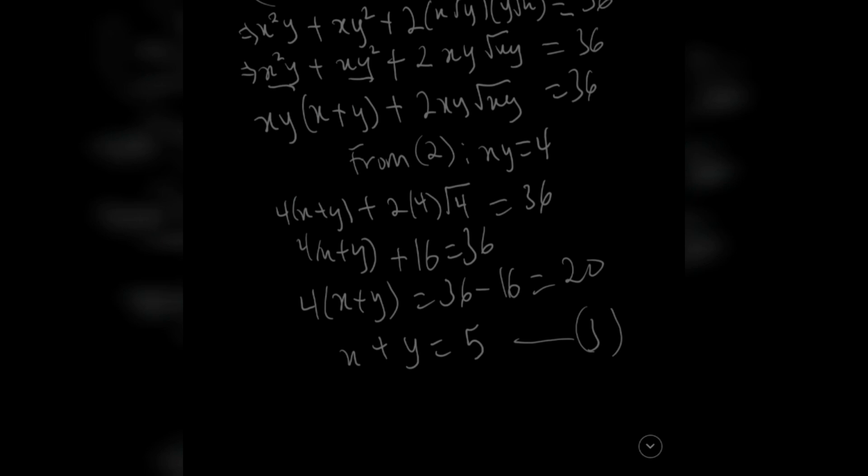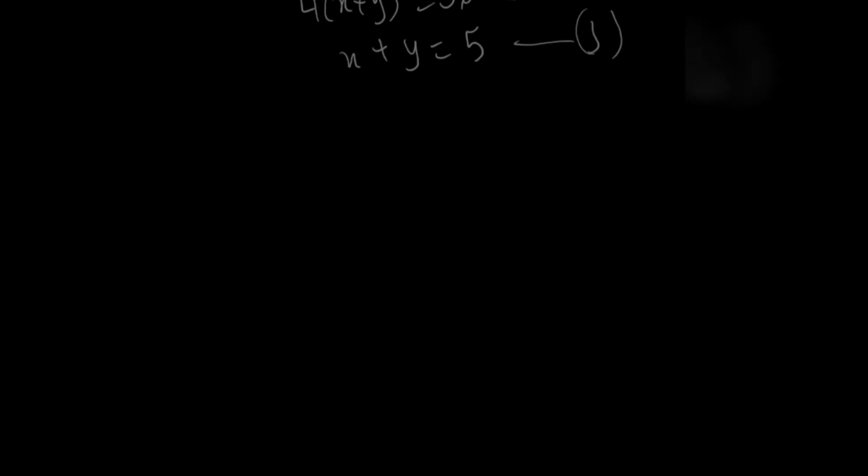Looking at these three equations, we can solve any two of them simultaneously for x and y. But because we want it to be less simplified, we will use equation 2 and equation 3. So we have equation 3 to be x plus y equals 5, then equation 2 to be this. So we can make x or y the subject from either equation, then we substitute it into the other equation.